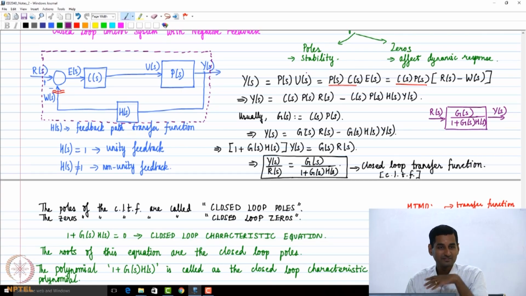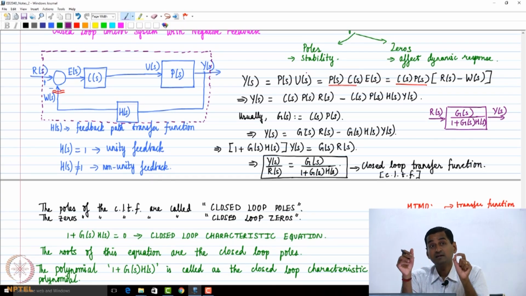Okay, that's what we are doing. Suppose, let's say I put all these elements in the loop, but I don't close the loop, which I will never do in practice, by the way. So then what is the point of designing a closed loop feedback system? Suppose I don't close the loop, what is the transfer function I'm going to get? That is what is called the open loop transfer function.